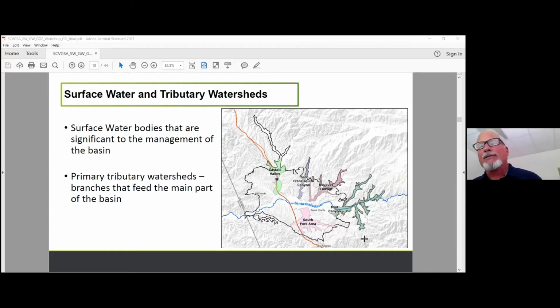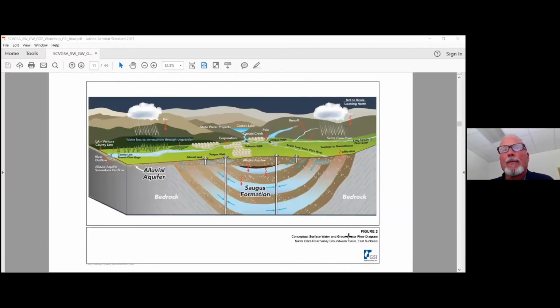Now, for the purposes of the GDE identification that Tom's going to talk about, he looked over the entire basin in all of these areas in the tributaries. You may recall this from the last workshop.